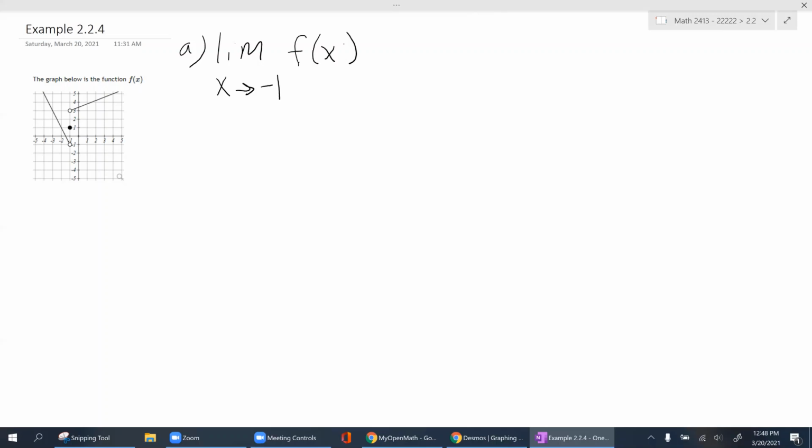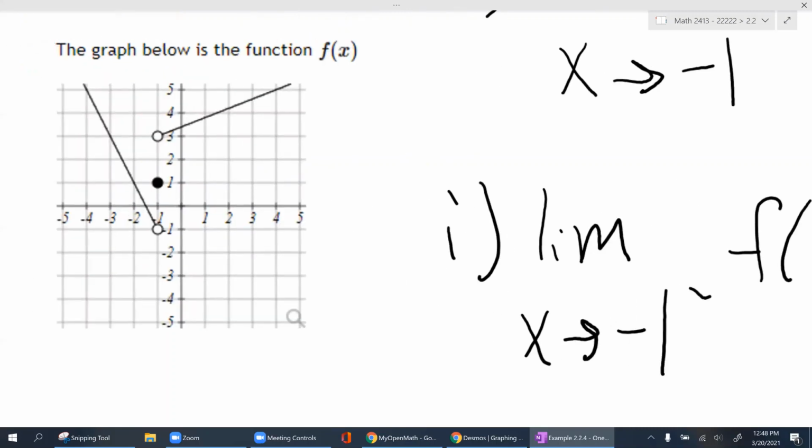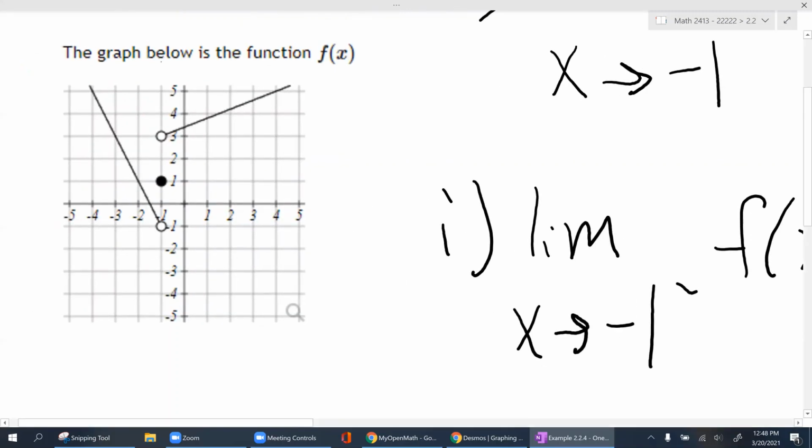The first step is we need to approach this. We need to hone in on -1, but I'm going to approach it from the left first. I'm going to approach it from the left of that function. So I'm zooming in on -1. -1 is right here, that vertical line. But I want to approach that from the left. So I'm going to be focused on this line here.